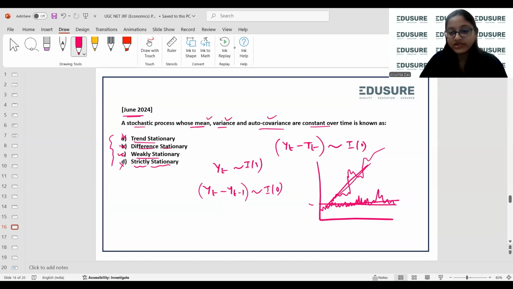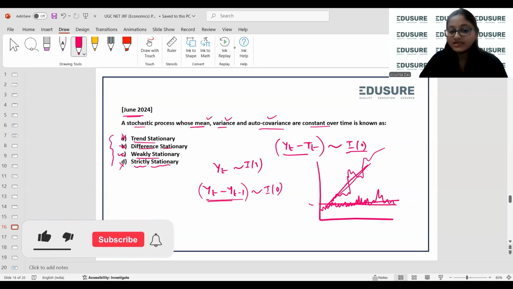If the properties are constant over time, it will be simply the definition of weak stationary. If the processes themselves remain the same, then it is strict stationary. Trend means if you eliminate the trend and then the process becomes stationary, it is trend stationary. And difference stationary means if you take any order, this may not be the first order.